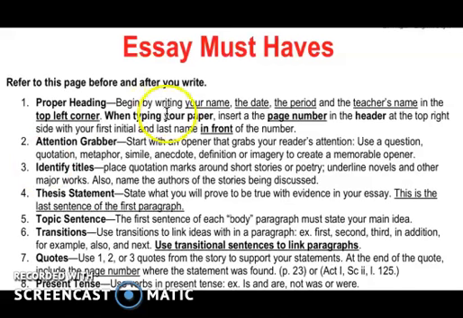Make sure you have a proper heading. Begin by writing your name, the date, the period, and your teacher's name in the top left-hand corner of your paper. When typing your paper, insert the page number in the header at the top right side of your first page, with your first initial and last name in front of the number. That's called a college heading. I will try to show each person how to do that. It can be a little challenging to do it in Google Docs. I much prefer doing it in Word as a part of a Word program.